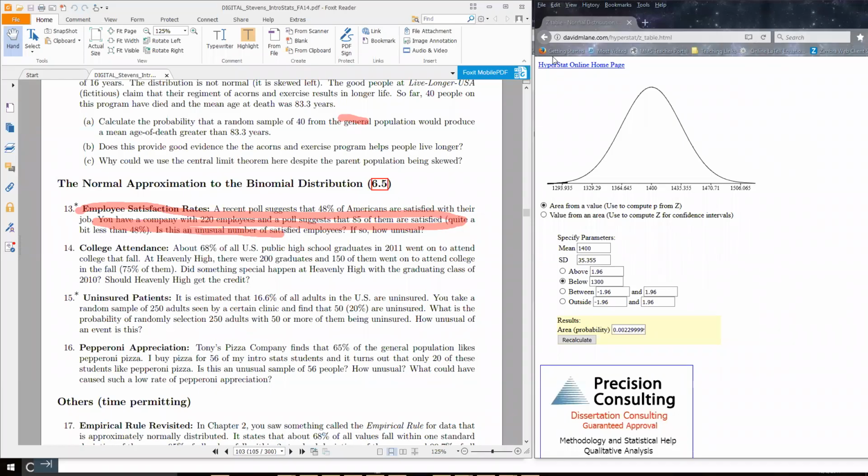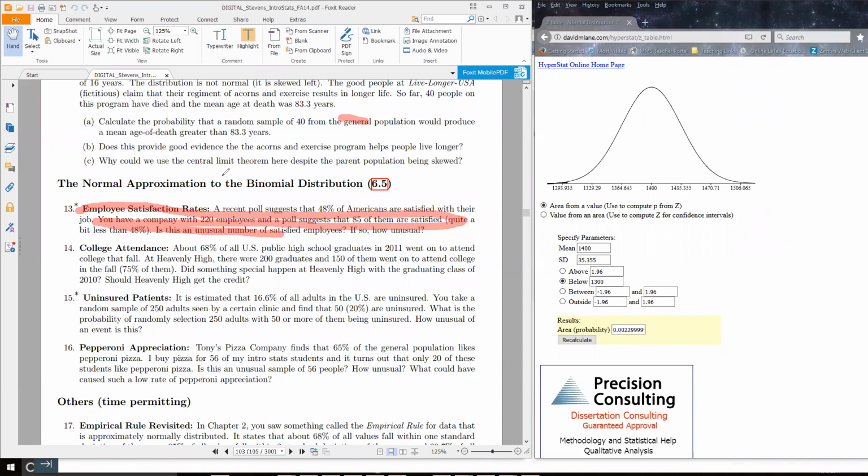So for this next problem I'm choosing to do, let's see. I know a recent poll suggests that 48% of Americans are satisfied with their job. I have a company of 220 employees, and a poll suggests that 85 of them are satisfied. Is this an unusual amount?